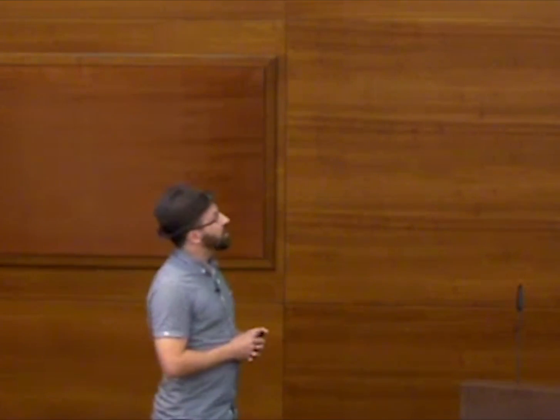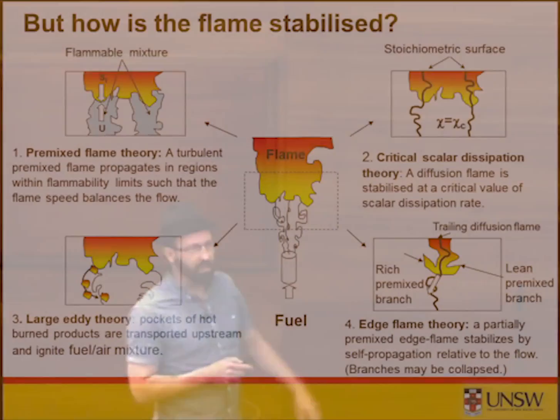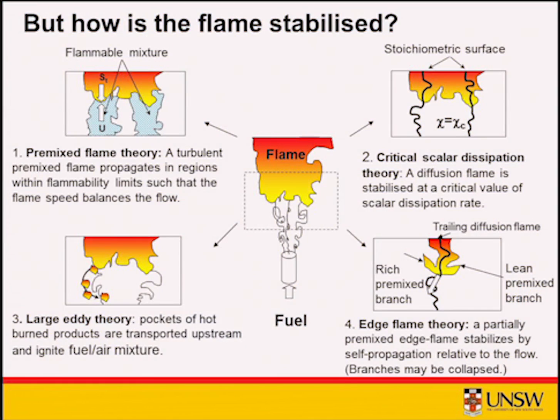The stabilisation mechanism has been debated a lot over many years. There's probably hundreds of papers, I reckon, devoted to studying lifted flames and the stabilisation mechanism. The early theories, and these probably apply to very large lifted heights, were this premixed flame theory, where you have a wide flammable region and a turbulent premixed flame which propagates relative to the flow in order to stabilise the flame.